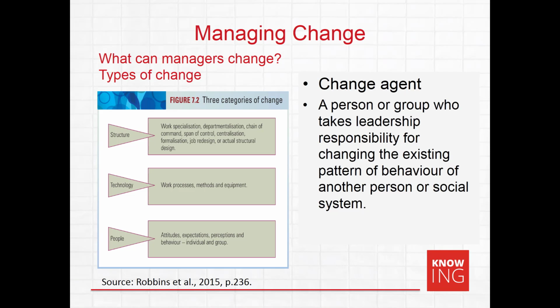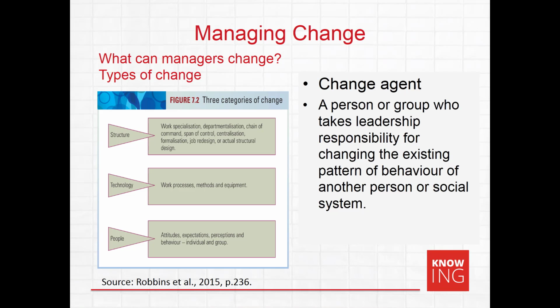The figure on this slide shows 3 things that organisations might change. The structure of the organisation, such as introducing a more decentralised structure. The technology used within the organisation, such as when processes within the organisation become automated and done by machines rather than people. And organisations can change the perceptions, attitudes and behaviours of the people of the organisation, such as you might use in sensitivity training.